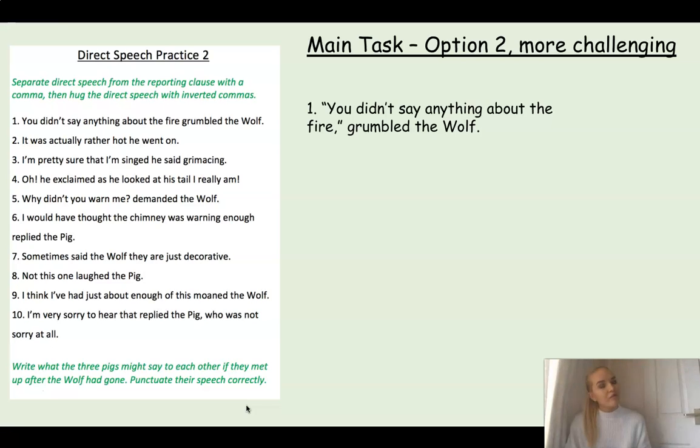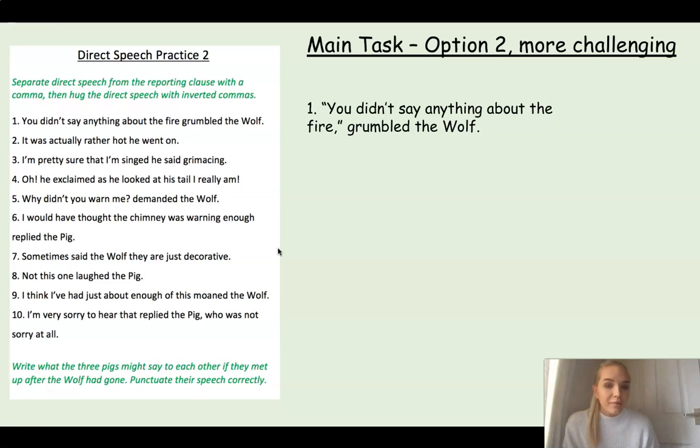So you might have a conversation with the 3 little pigs where they're laughing at the wolf, because what happened to the wolf in the fire? He got burned, didn't he? He got singed. That's the word here, singed, meaning burnt. We learned that in our reading lesson, didn't we? So, those are your 2 tasks for today.